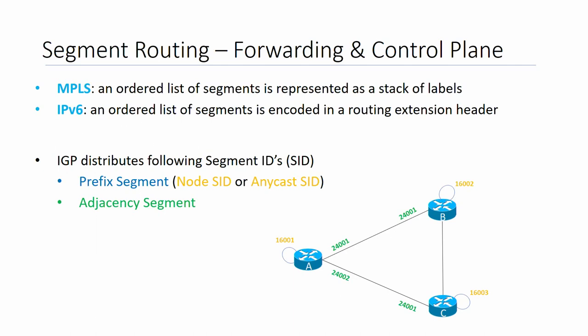Now the adjacency segment ID is the second type of segment ID in the segment routing world. It basically identifies the node's physical links, okay? So the prefix segment is only one per node. The adjacency segment is per node, per interface, or per link. So why do we need it? You will need it basically for traffic engineering, or you will need it with TI-LFA or fast reroute, okay?